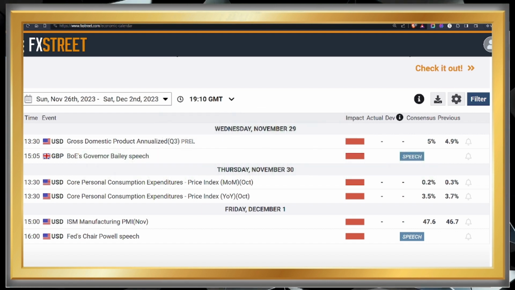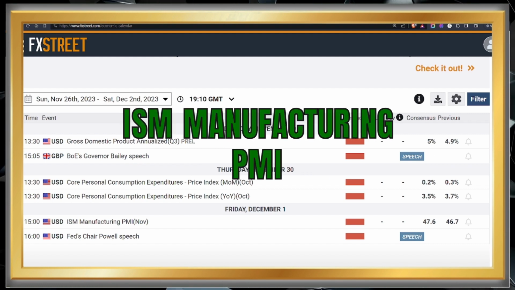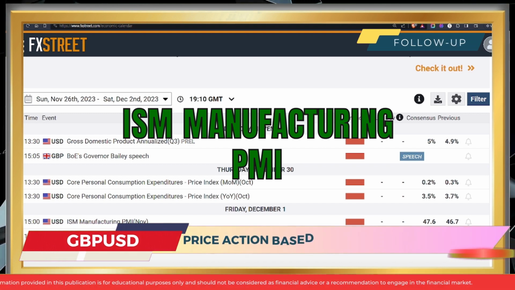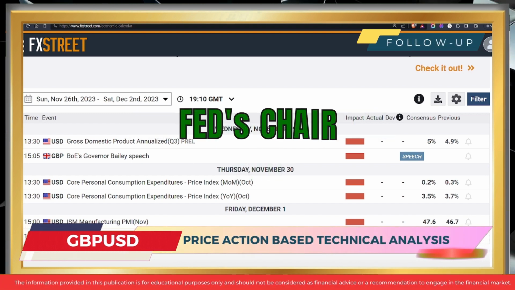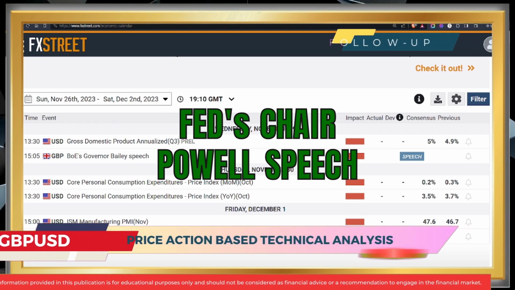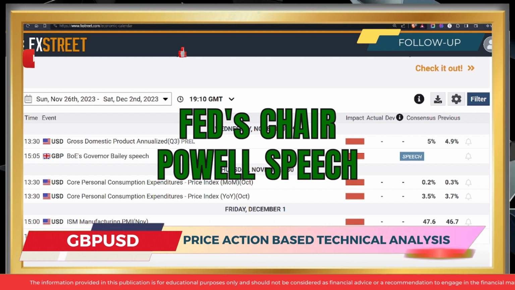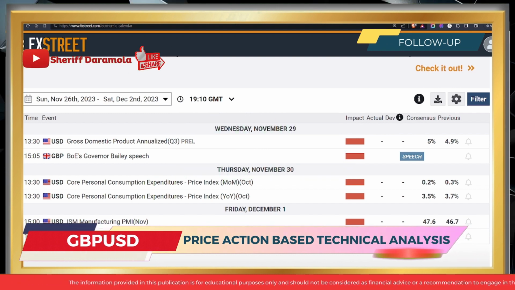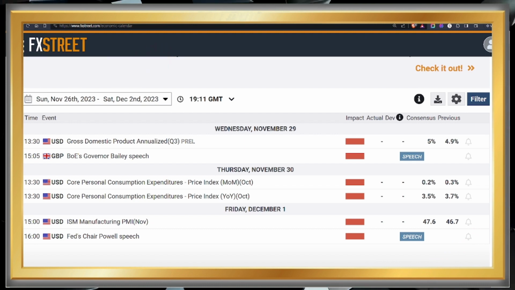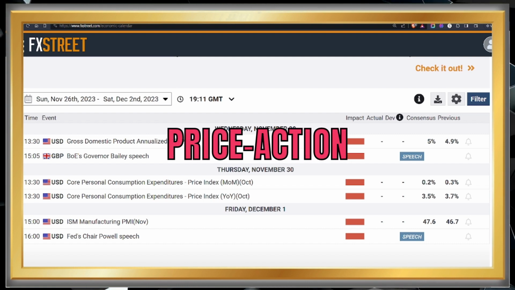Then fast forward to Friday, December 1st, that's the first day of the new month. We look forward to the ISM Manufacturing PMI from the United States, and of course the Fed chairman Jerome Powell will also be having a speech, and of course everyone will be looking forward to that speech. And of course you will agree with me that we have a handful of events to look out for, and as technical traders we do know that the anticipation of this event will be affecting the market sentiment and of course reflect on the chart as price action.